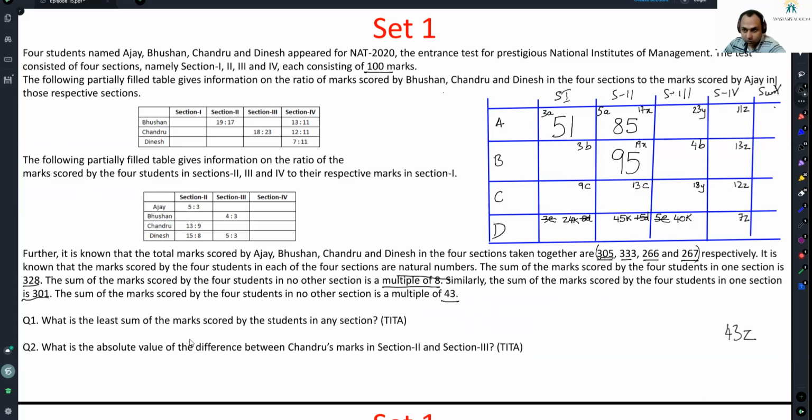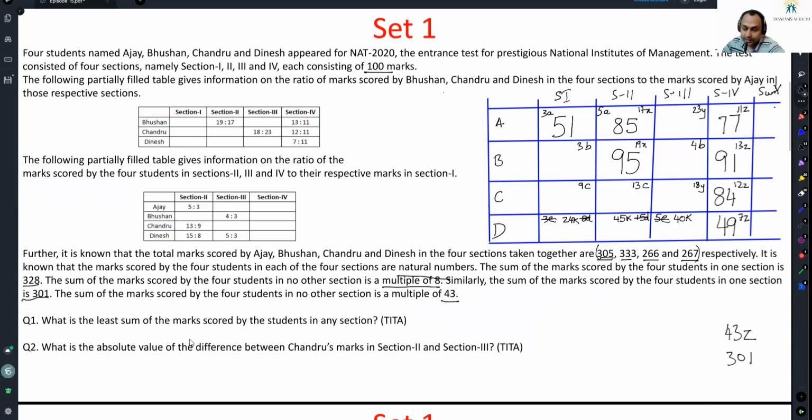We know the sum of marks scored by students in section 4 is 43Z. That is a multiple of 43. So this has to necessarily be 301. And 301 divided by 43 is 7. So the scores here are 77, 91, 12Z, 84, and finally 49. These scores are known. Now for Ajay, you have a lot of information.